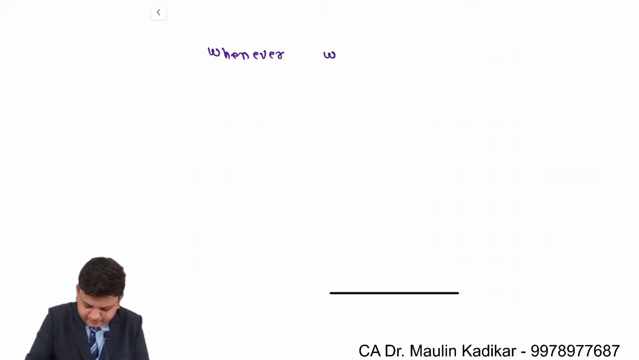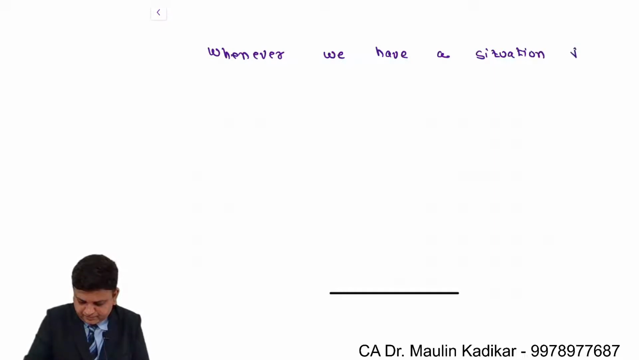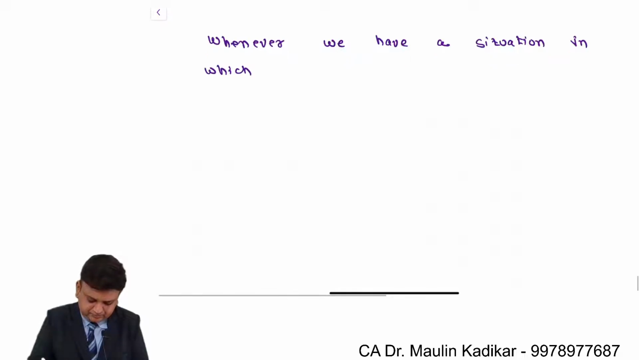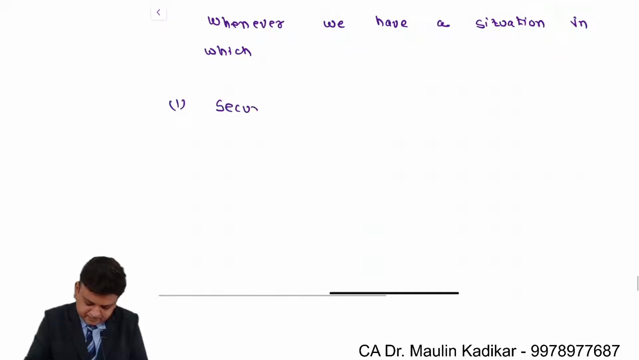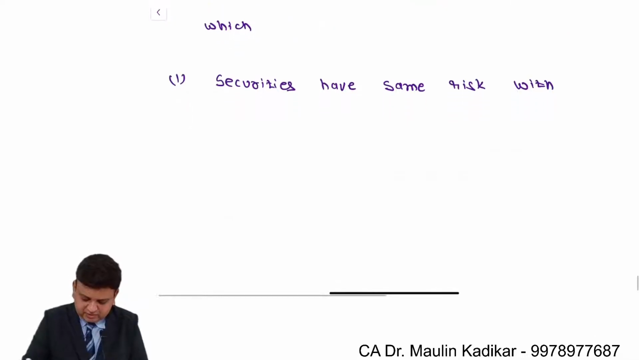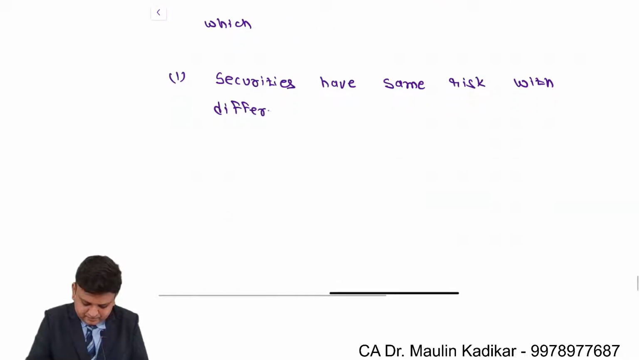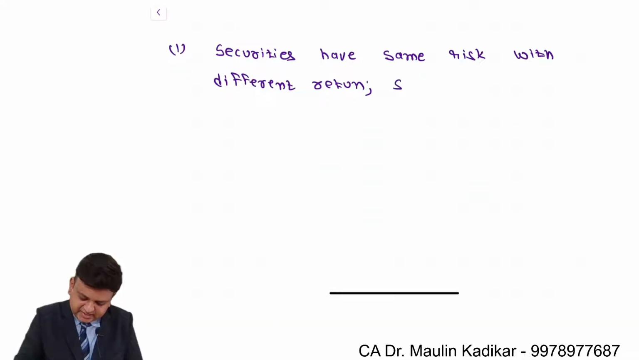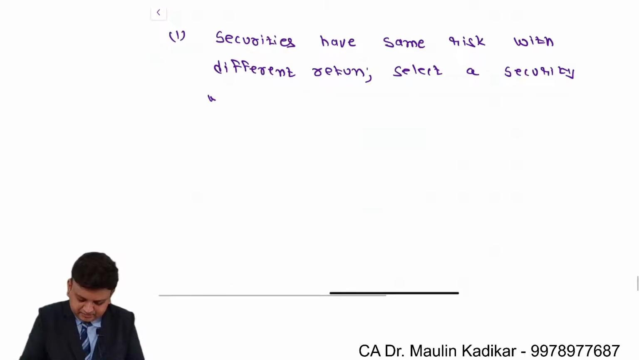Whenever we have a situation in which securities have same risk with different return, comma, select a security with higher return. Full stop.